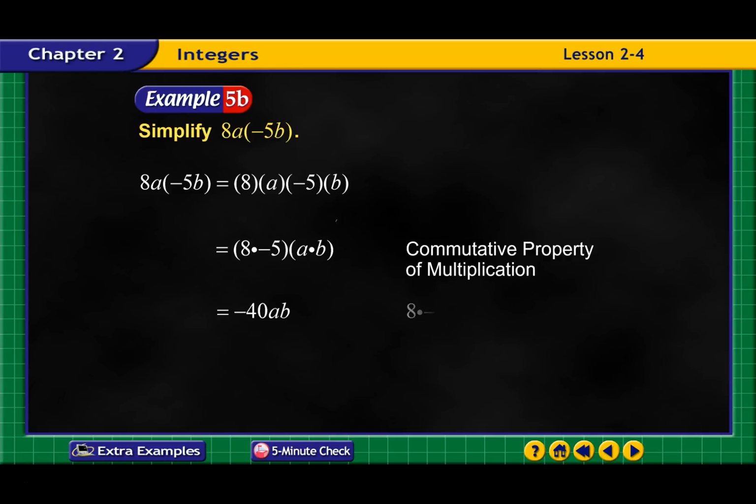We'll do the first one. We'll compute those out there. 8 times 5 is 40. And then a times b is ab. So we just put that all in one long line. 40ab. Sorry, -40ab.